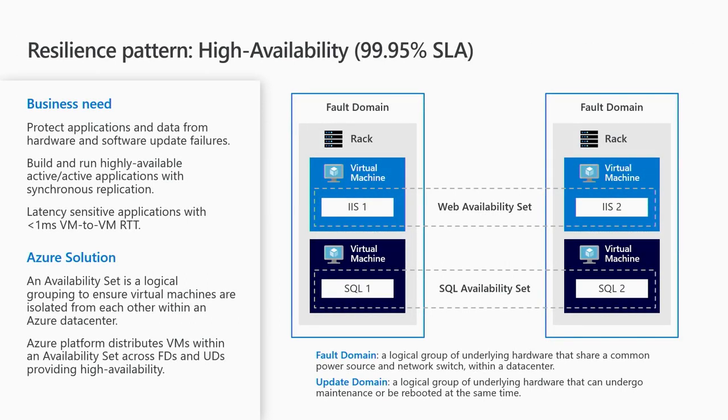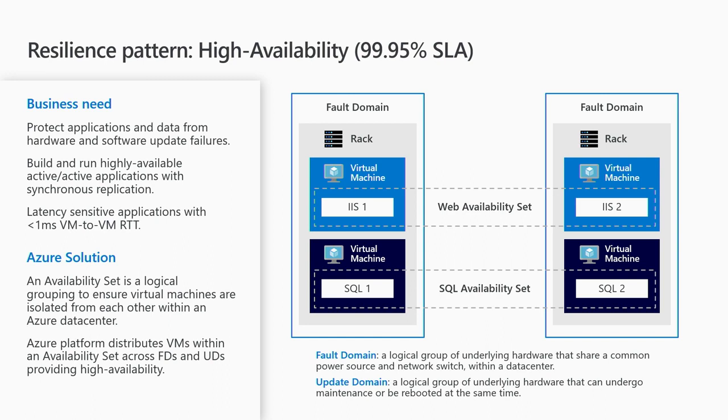So the first construct that we have in Azure from a high availability perspective is availability sets, right? Availability sets has basically two properties. One is called fault domain, and the second is called update domain, right? Fault domain basically means a single rack within a cluster, which I just explained a few minutes ago, right?